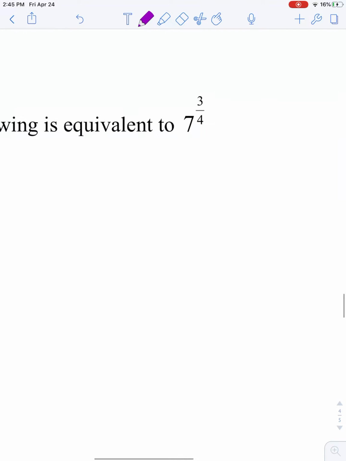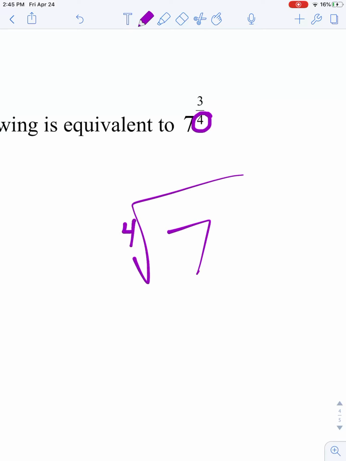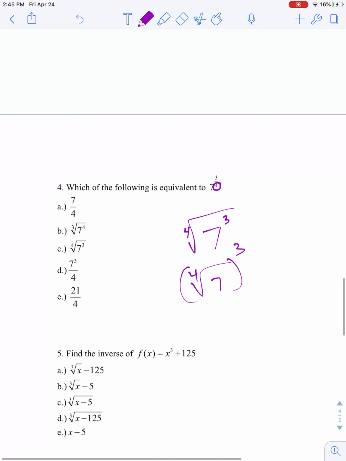Number 4, remember the bottom number here is the index, so it's the 4th root of 7. You can put the cubed here, or it could be 4th root of 7 cubed. You just kind of have to look at the choices and see which is which.